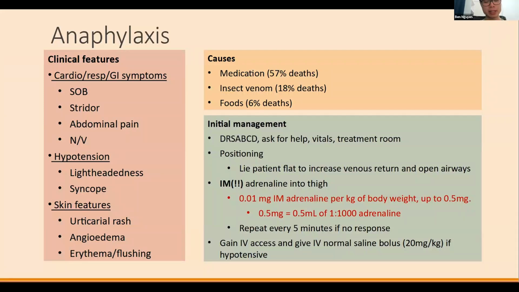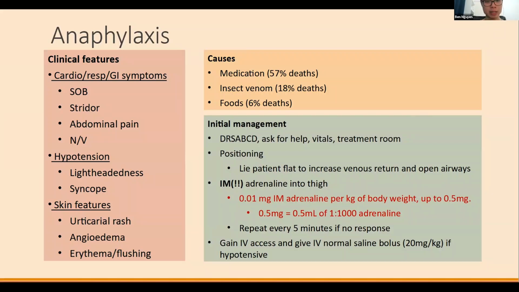Anaphylaxis is basically a severe allergic reaction. It can feature symptoms from multiple systems, like cardio, respiratory, GI, so the typical shortness of breath, stridor, that sort of thing. Hypotension is a key one. A lot of anaphylactic patients will become hypotensive, so that's why giving an IV fluid bolus is really important. And skin features as well, so urticaria or angioedema, which is swelling around the lips. Medications are one of the most common causes, but foods and insect bites like bee stings can also cause anaphylaxis.